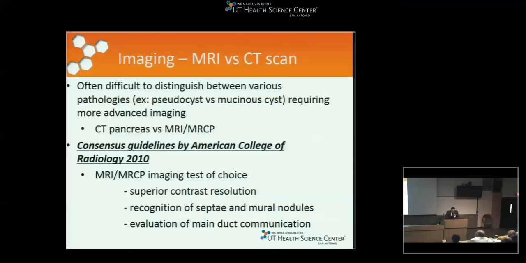With regards to MRI versus CT scan, these cysts can be difficult to distinguish from pancreatic pseudocysts on routine CT abdomen pelvis, requiring more advanced imaging in the form of CT pancreas versus MR. In 2010, the American College of Radiology published their consensus guidelines recommending that we use MRI, MRCP as the imaging test of choice when evaluating a lesion suspicious for neoplasm, given its superior contrast resolution, recognition of septate and mural nodules, and greater ability to evaluate for main duct communication.